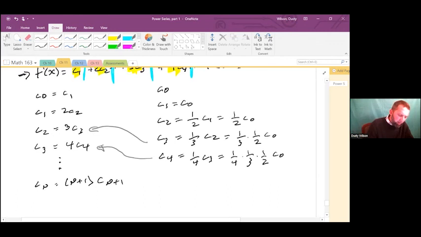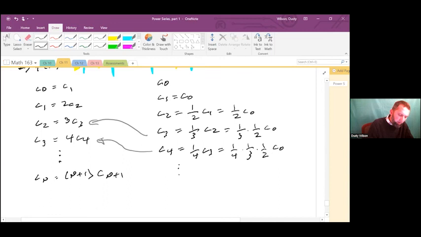So it looks like if we went all the way down, if we went to Cn, we would get 1 over, well, if I had 2, I had 2, which is the same as 2 times 1. If I had 3, I had 3 times 2 times 1. If I had 4, I had 4 times 3 times 2 times 1. So you're starting to see factorials. And so Cn would be 1 over n times n minus 1 times dot dot dot times 3 times 2 times 1 C naught, which would be the same thing as 1 over n factorial C naught.